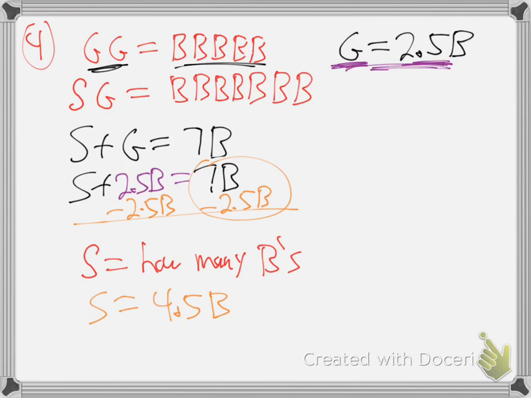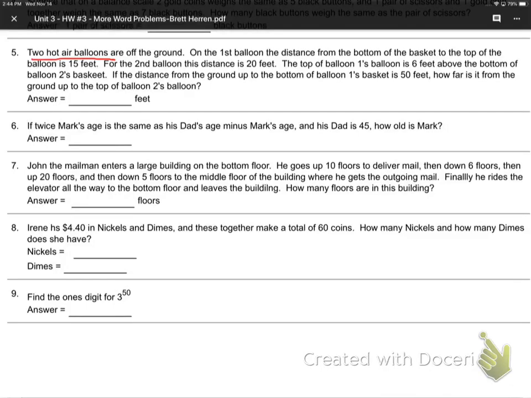Good. All right, I'm going to start one more. So I'll read it and then I'll write a summary. So just listen to me read it and then I'll write a quick summary for you. Two hot air balloons are off the ground. On the first balloon, the distance from the bottom of the basket to the top of the balloon is 15 feet.